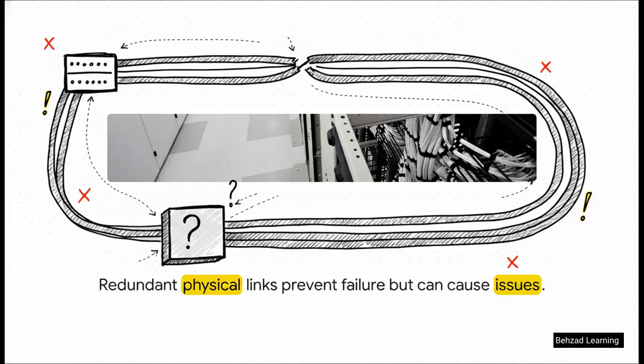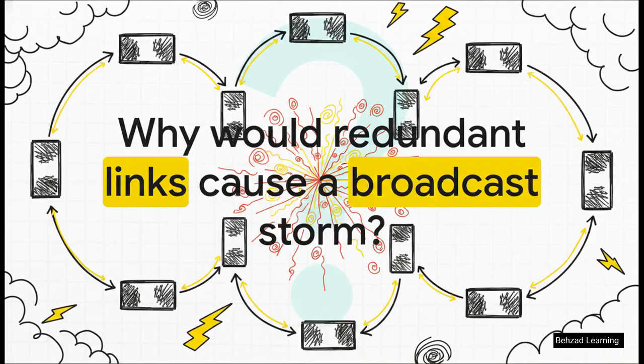But remember how switches behave with unknown frames? Let me ask you something. What happens if a switch gets an unknown unicast or a broadcast frame inside a network that's physically cabled in a circle? Why would the switch's normal, everyday flooding behavior suddenly cause a massive, network-crushing broadcast storm?